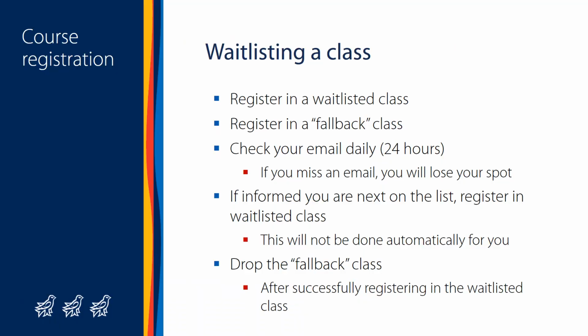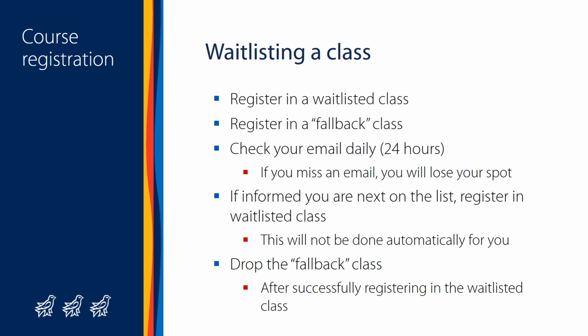If you are waitlisting a class, that means you're attempting to register for a course or a section of a course that as of right now is full, in the hopes that people will change their mind and drop out of that section or change their schedule around so that enough seats open up that you're able to get off of that wait list and into the course. When you're doing this, you register for the waitlisted class, but you also want to register in a fallback class, so that just in case you're not able to get off of that wait list and into the class, you have a class to take that term.